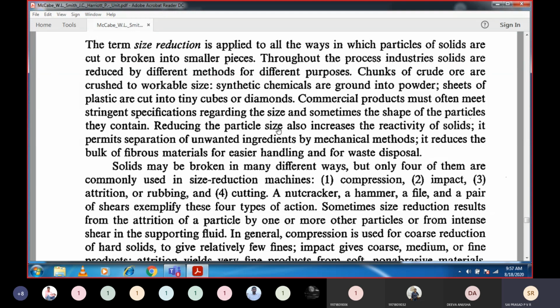Reducing the particle size also increases the reactivity of the solids. This is very important. What is the meaning of reactivity? If the solids are used for a reaction, then what will happen? Definitely, if the size is less, within a short span of time the entire solid will be consumed by the gas or the liquid, whatever it is, and then the reaction triggers.